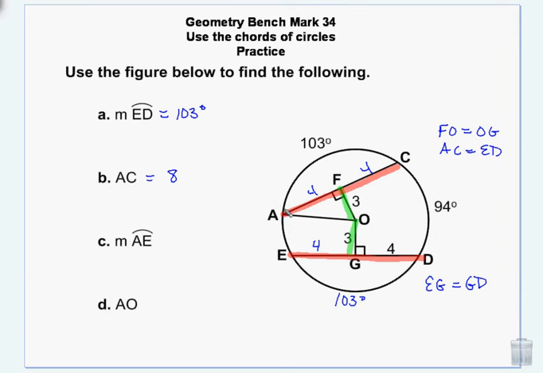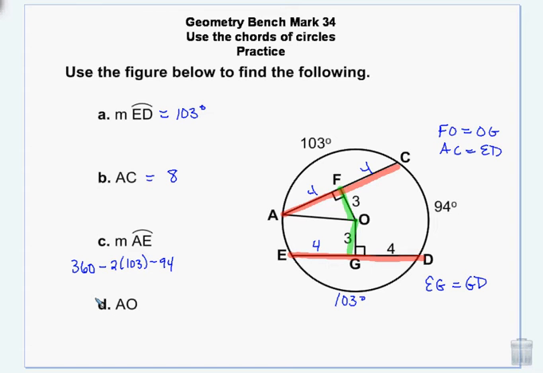Then the arc AE, well, I have 103, 103, and 94. The whole thing is 360, so I do the 360 minus the two 103s, minus the 94, which will give me, let me do it real quick.